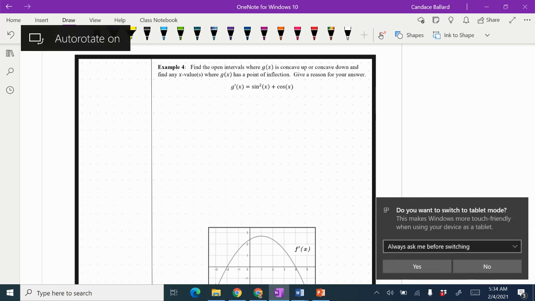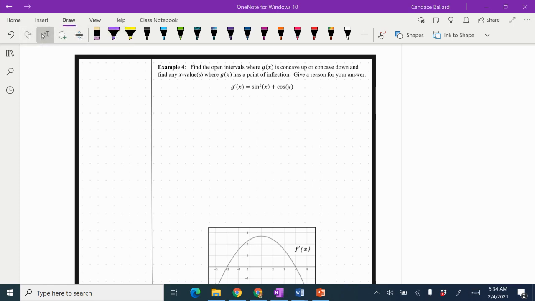In this video, we're going to cover example 4 from topic 5.6, concavity. I believe this one is missing some information. I think it should have had the interval from 0 to 2 pi on it, like the typo on the last one. So find open intervals. Notice it says they're open. Where g of x is concave up or concave down, and find any points of inflection. Give a reason for your answer.